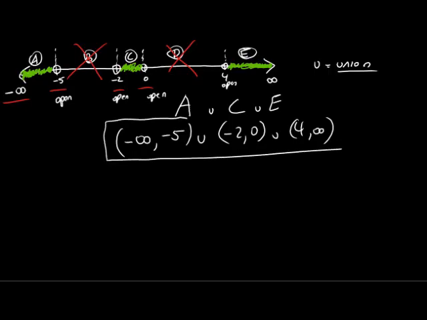Therefore, our solution set is -infinity to -5, union, -2 to 0, union, 4 to infinity. This will be the solution set for this inequality.